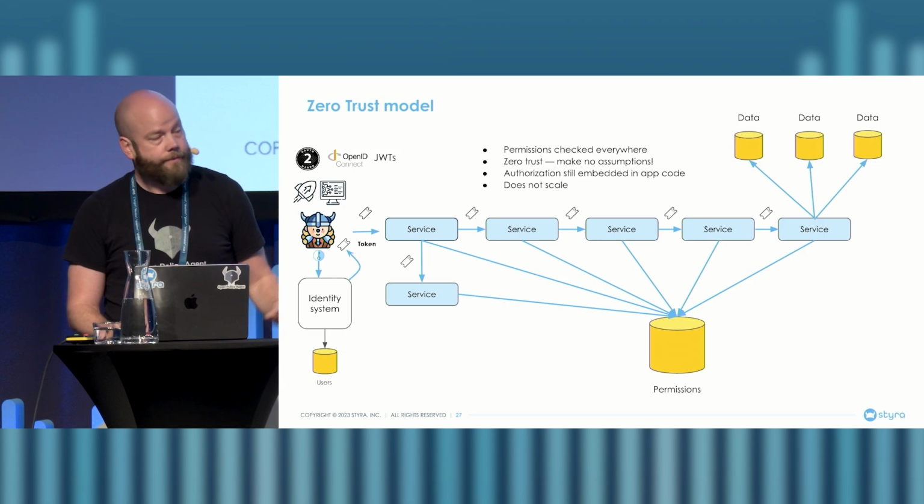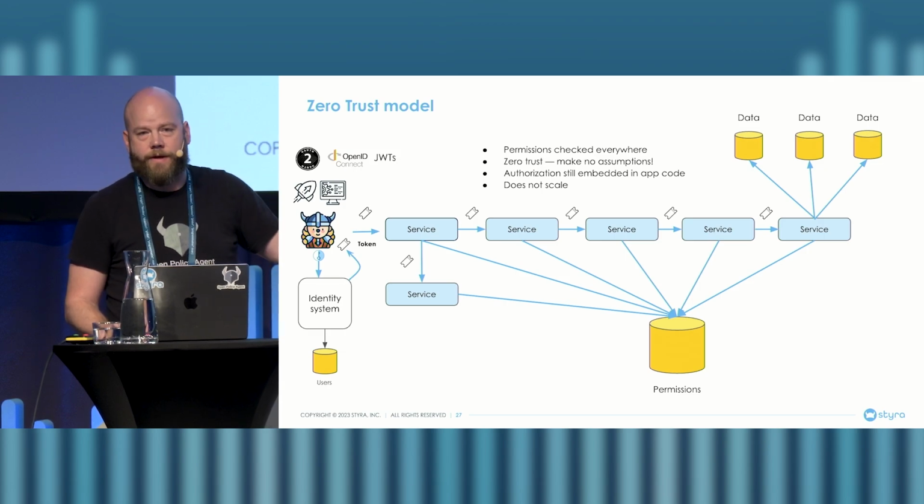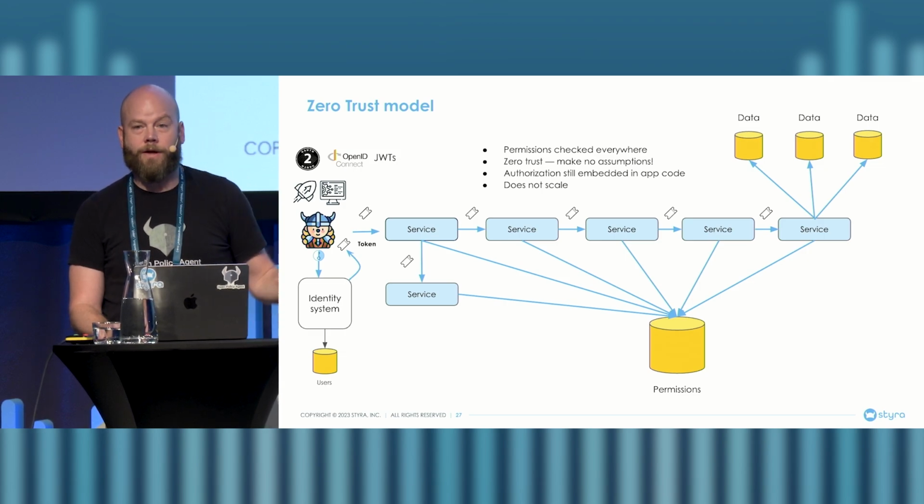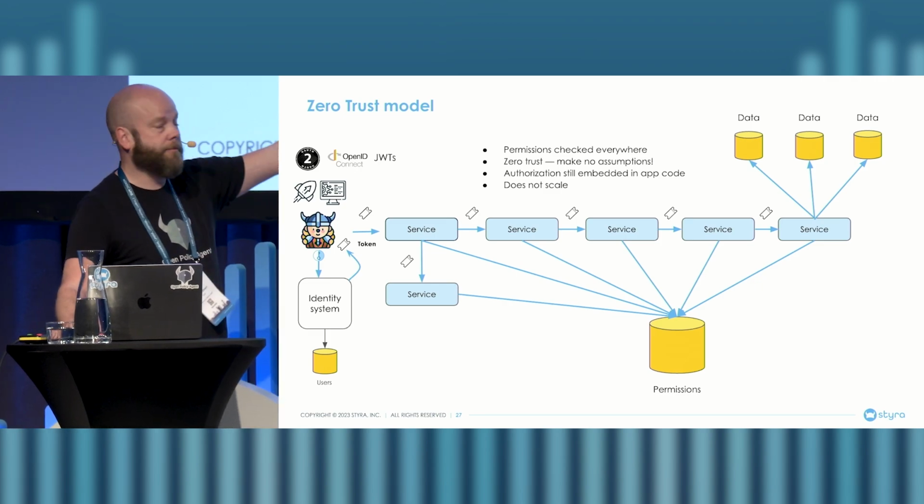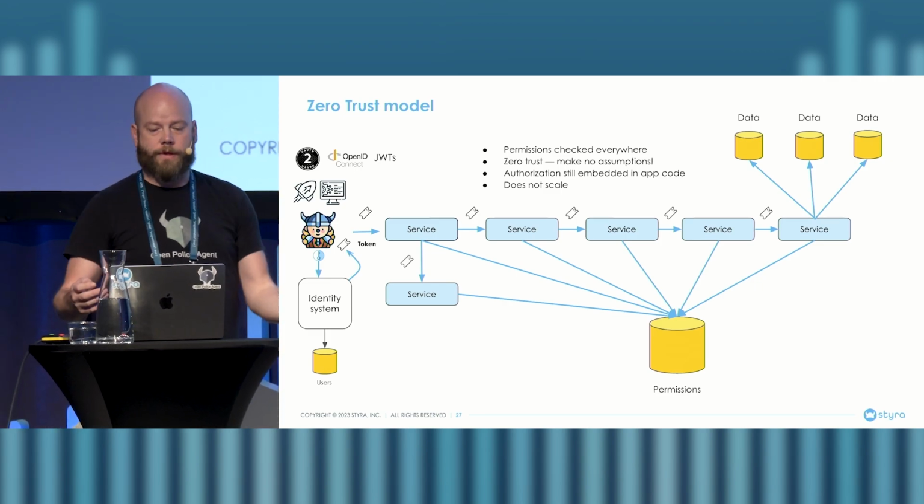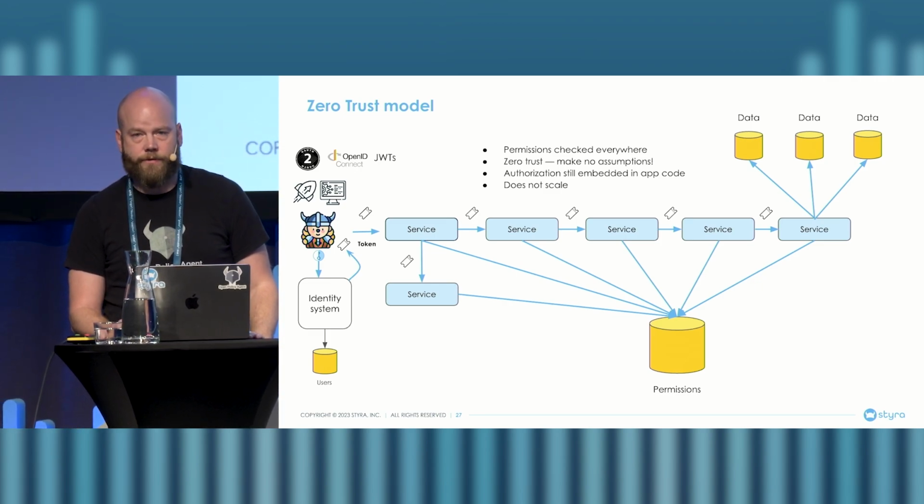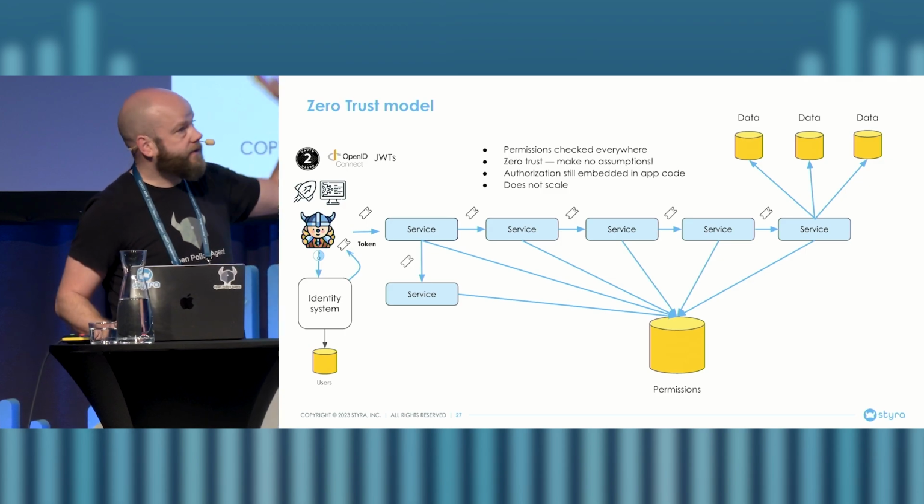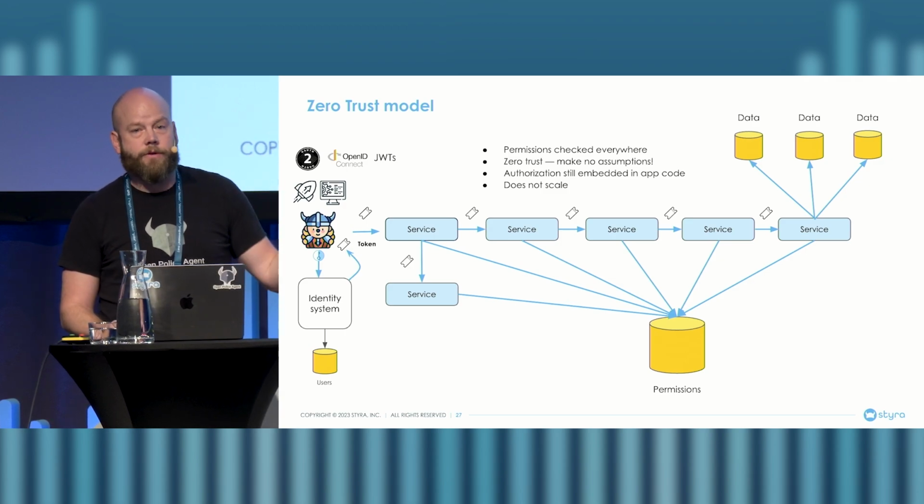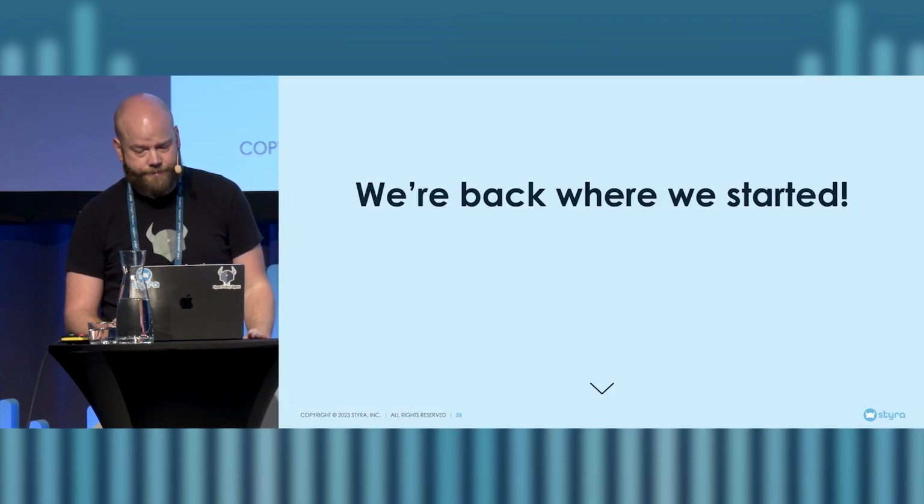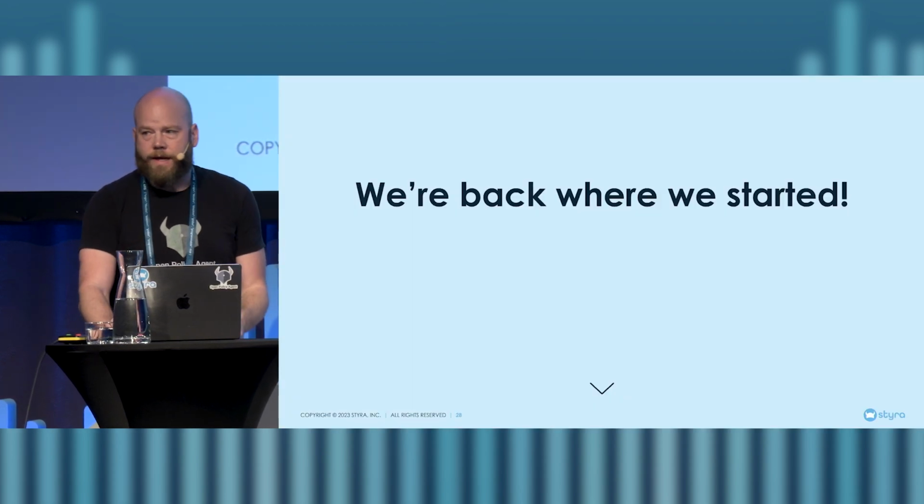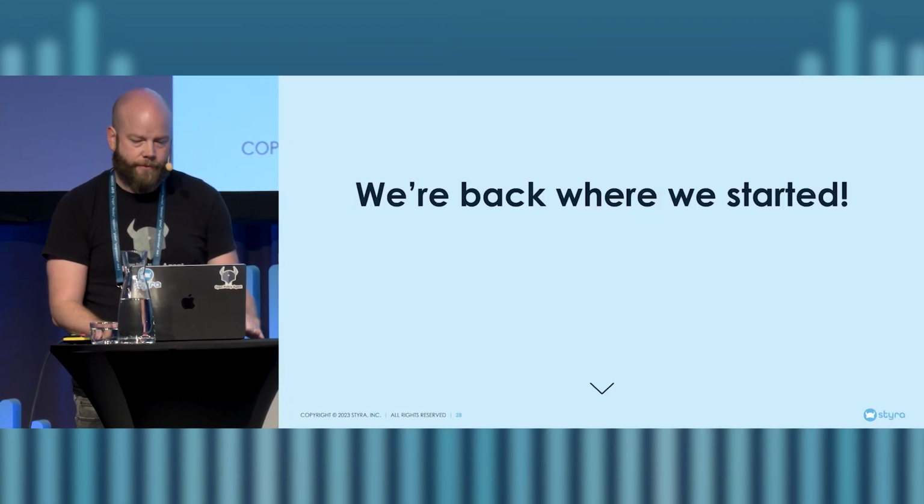But again, we're not getting rid of these arrows. If we all have to do it somewhere and we store permissions somewhere else, we're still going to have to do all these external checks. So if we have thousands of these services and they're all going to have to do these checks for every single request, that's going to be very costly. So we're basically back to the naive model where we started.